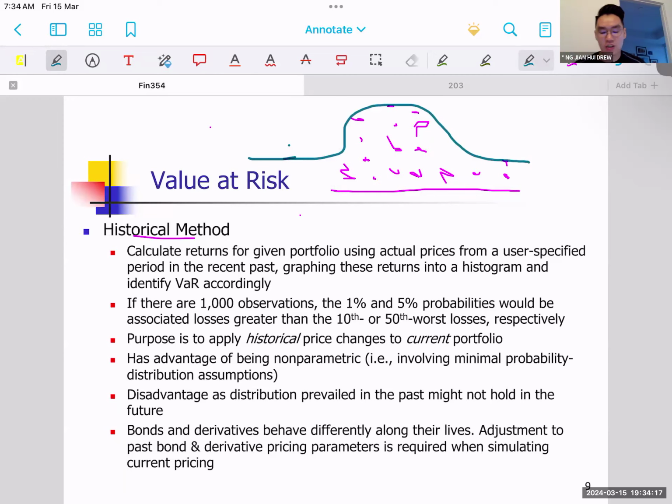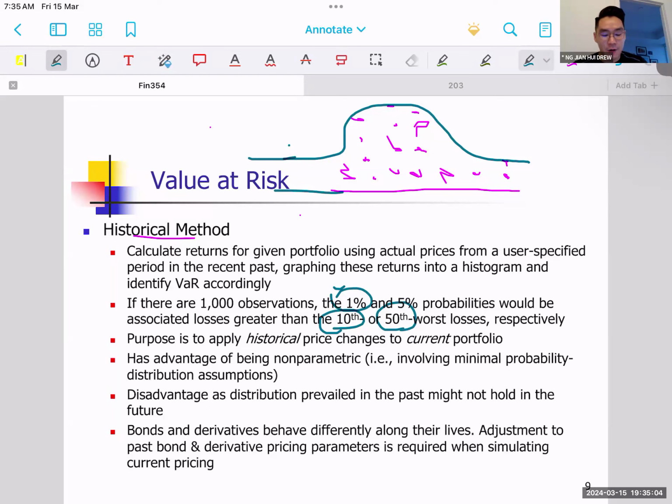Okay, so you get somewhat like a normal distribution. And the idea is that if we have 1,000 observations, a 1% or 5% bar using the historical method would be: for 1%, the 10th worst loss that we see on this normal distribution graph, or the 5% would be the 50th worst loss that we observe. Right? So this is a more rudimentary method because we are just sorting all the observations. For 1% with 1,000 observations, what is the 10th, or for 5%, the 50th?